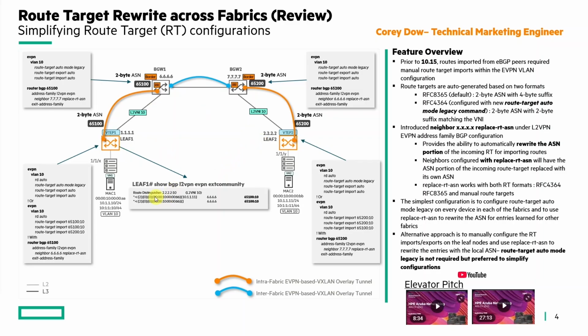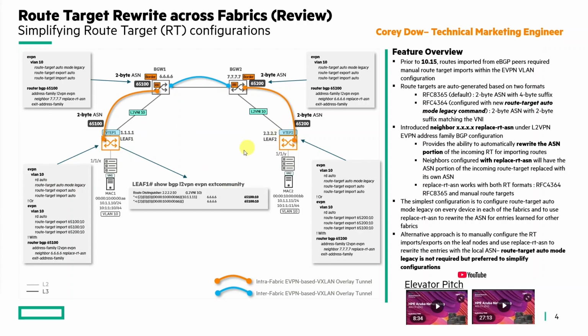As we see here, leaf one is rewriting the original ASN, which is coming from 65200, as 65100, for really the sole purpose of alleviating having to have these manual route target configurations, as you see down here for VLAN 10. These are now eliminated, where you don't need this any longer. You can just use the route target auto mode legacy command. And so this works with 2-byte ASN.